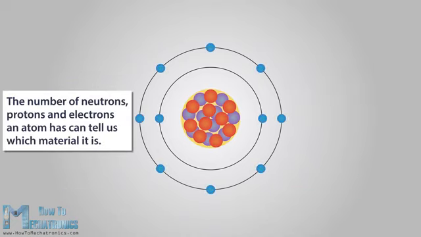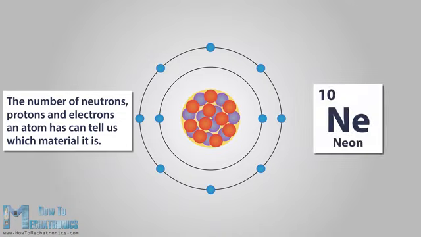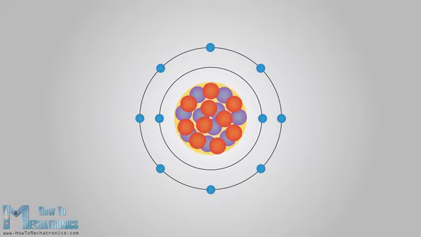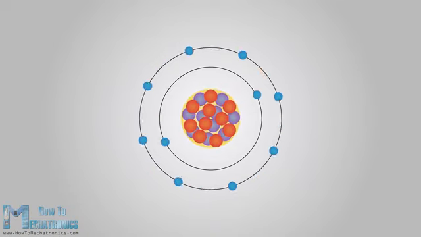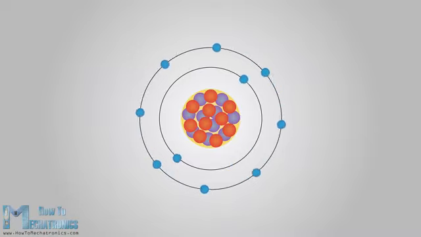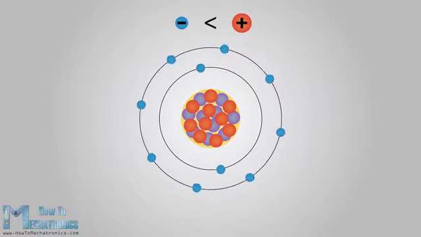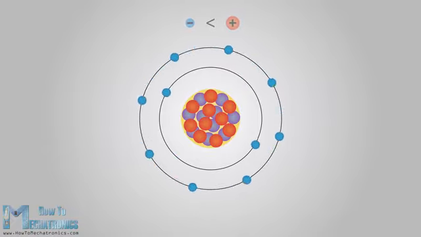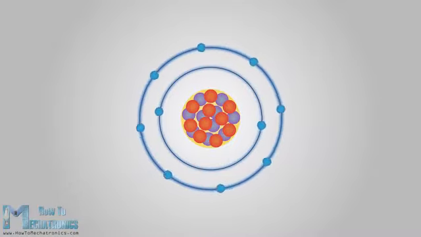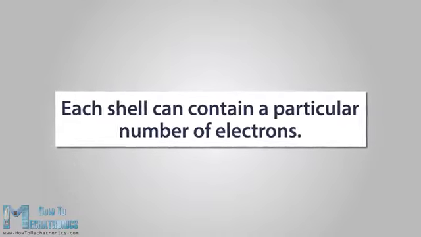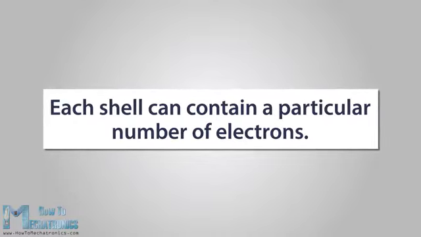The number of neutrons, protons, and electrons an atom has can tell us which material it is. The protons and the neutrons are positioned in the center of the atom, while the electrons circulate around the nucleus in a constant motion. The electrons are much lighter than the protons in the nucleus, and they can move very easily with almost the speed of light. They move around the nucleus in circular orbits or shells. Each shell can contain only a particular number of electrons.